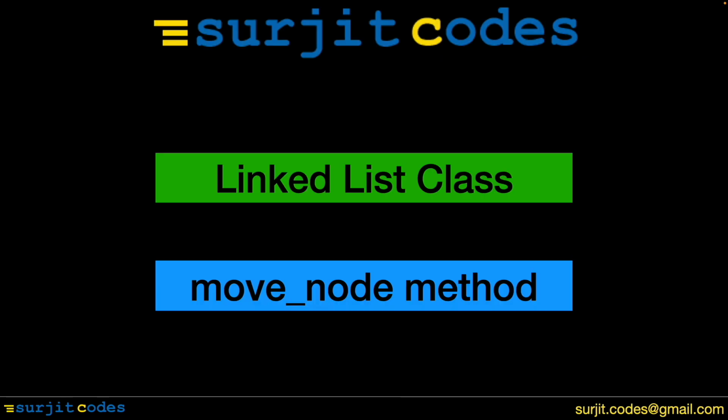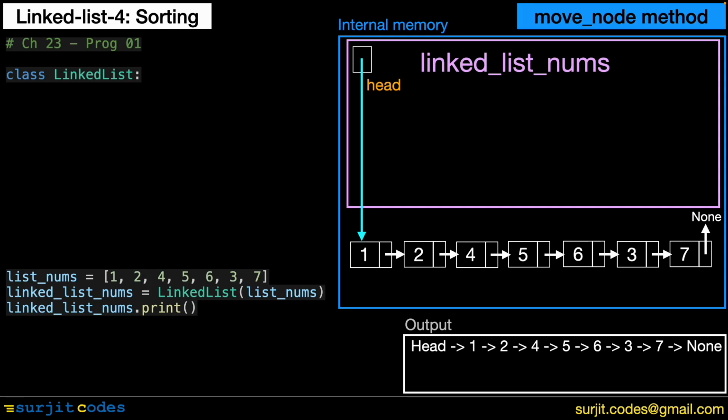In sorting, nodes change their positions within the linked list. For this, we will now write a method to move nodes within the linked list. Let us consider node 3 as an example. We will move it so that it becomes the child of node 2. It means that we move node 3 between 2 and 4.